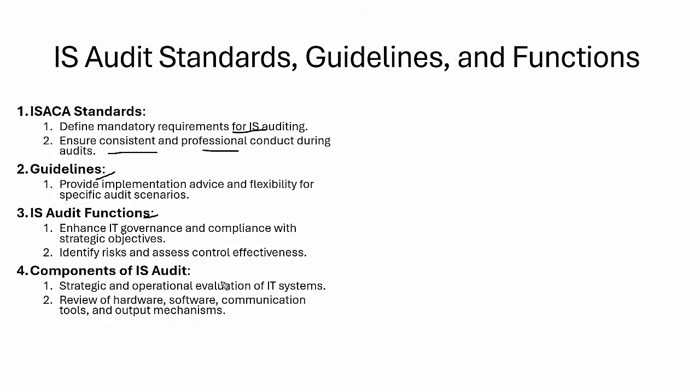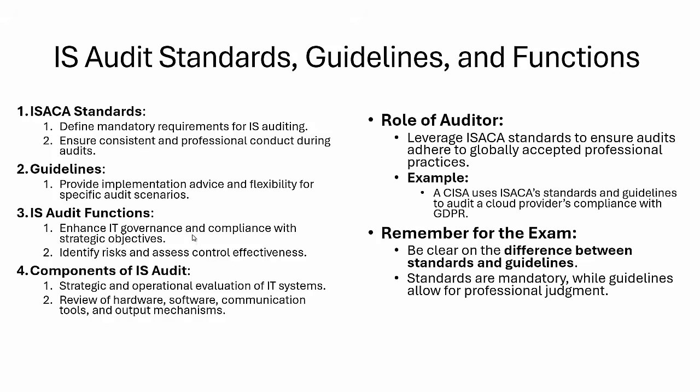And then when you're talking about the components of IS audit, it includes the strategic and operational evaluation of IT systems. And we also review the hardware, software, communication tools and output mechanisms. So that is a part of the components. Now the question is, what is the role of an auditor? So an auditor can use the defined standards to ensure audits adhere to globally accepted professional practice.